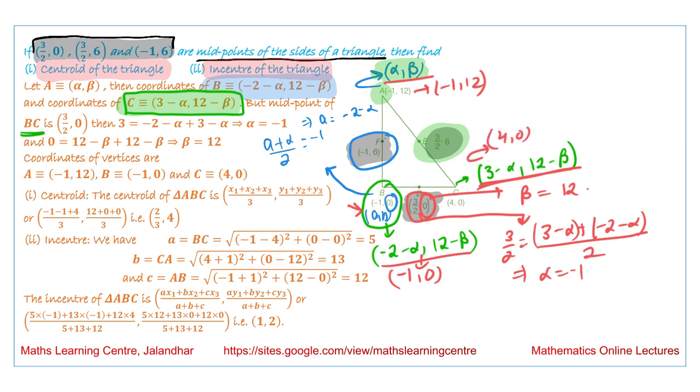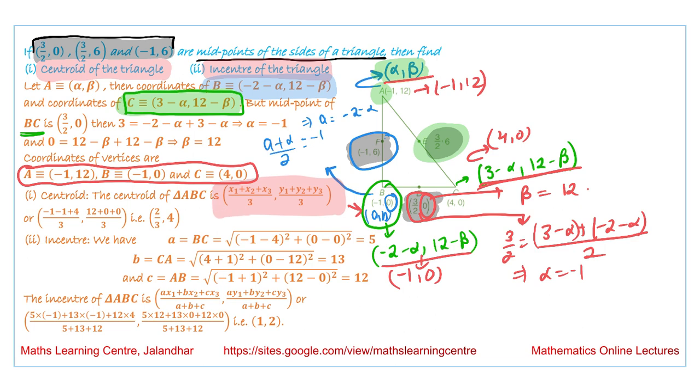So these are the three coordinates of the points A, B and C, the vertices of this triangle ABC. Now when we have to calculate the centroid, we use the direct formula over here. We know that the formula for the centroid is (x1 plus x2 plus x3) by 3, (y1 plus y2 plus y3) by 3.